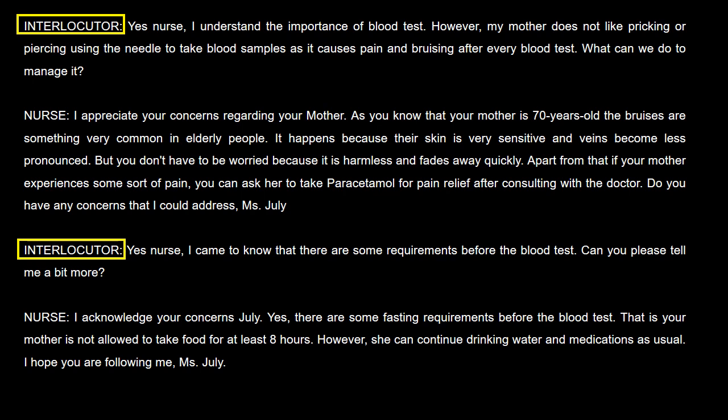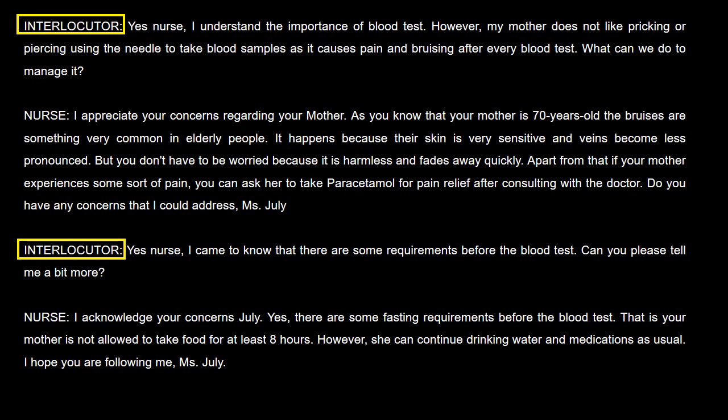I appreciate your concerns regarding your mother. As you know that your mother is 70 years old, bruises are something very common in elderly people. It happens because their skin is very sensitive and veins become less pronounced. But you don't have to be worried because it is harmless and fades away quickly. Apart from that, if your mother experiences some sort of pain, you can ask her to take paracetamol for pain relief after consulting with the doctor. Do you have any concerns that I could address, Miss Julie?